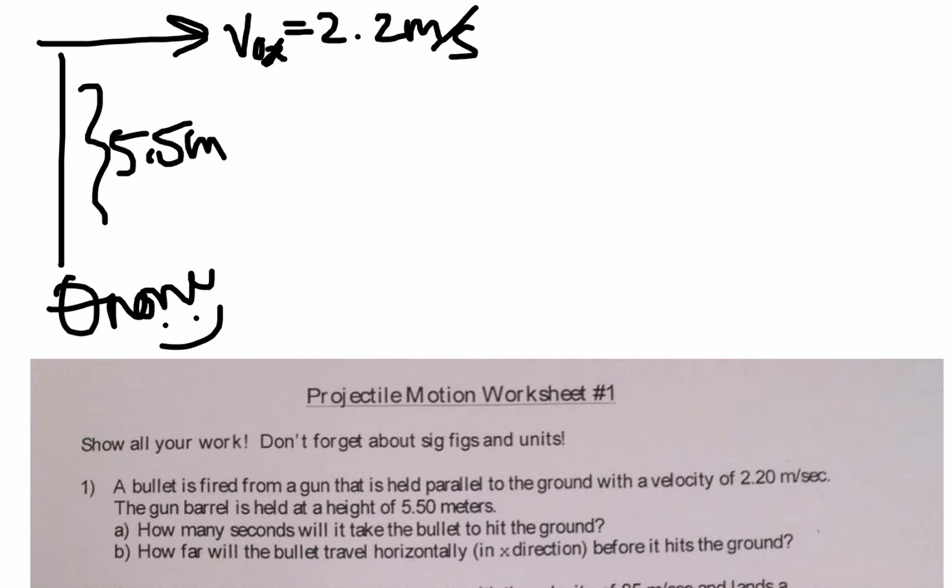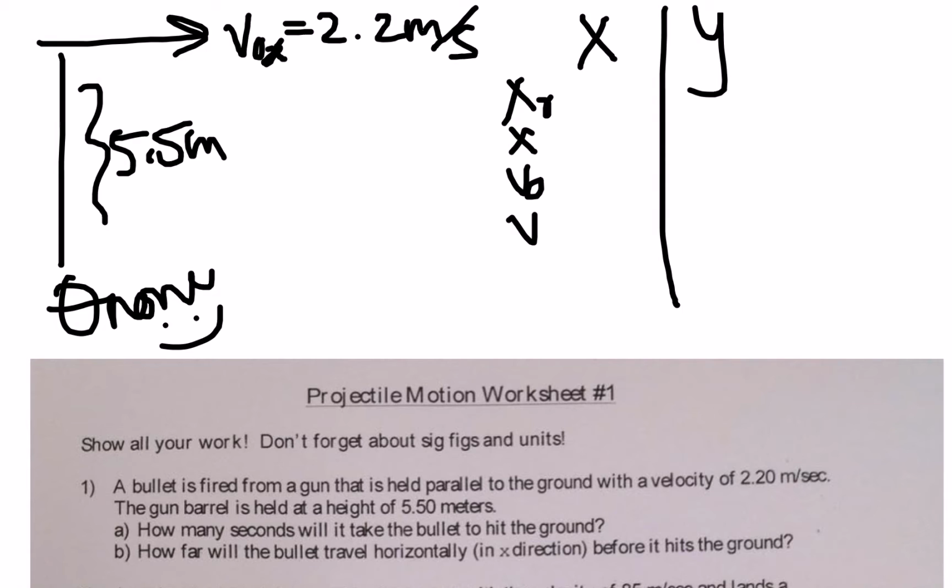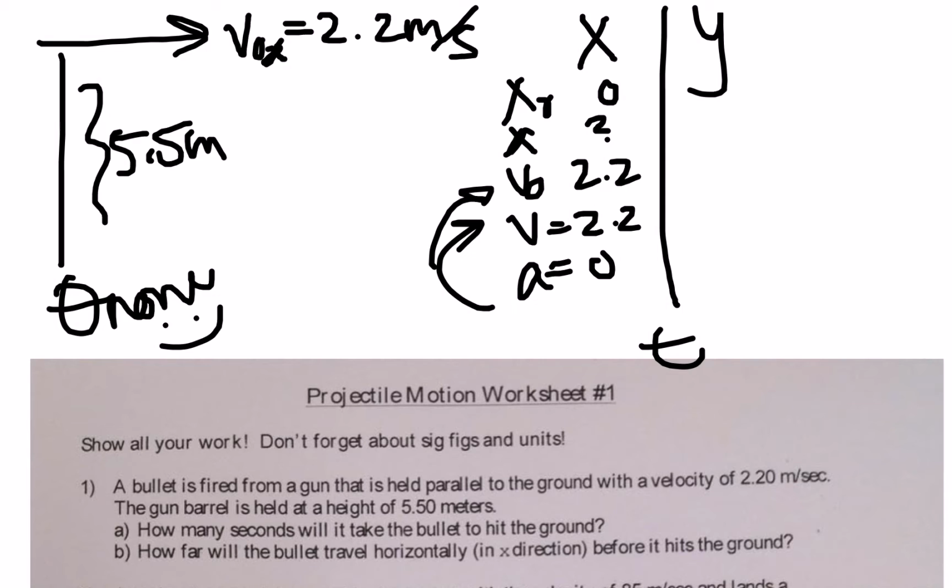After that, you need to make your x and y chart. So you need your x naught, your x, your v naught, your v, your a, and then t is the only thing. So x naught is 0, our final x, we don't know. It's 2.2, and our acceleration is 0. Since our acceleration is 0, these end up being exactly the same. And then we do the y direction.